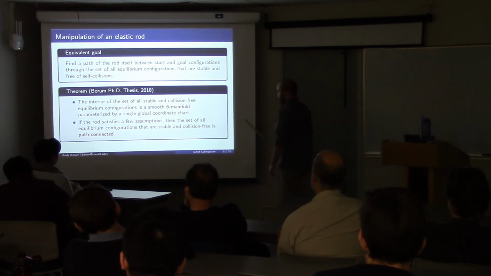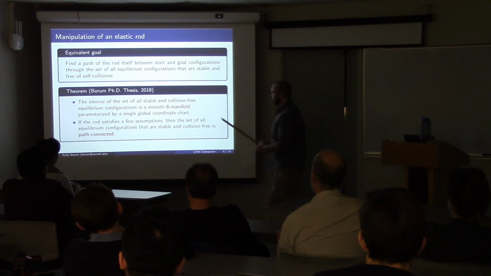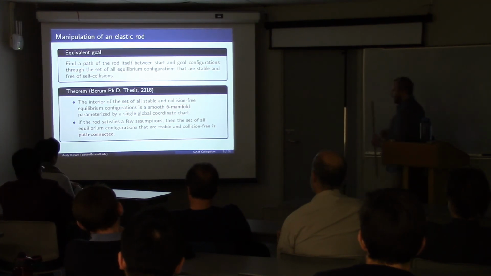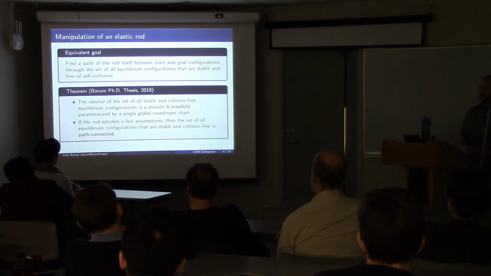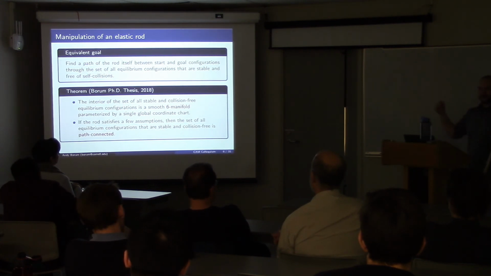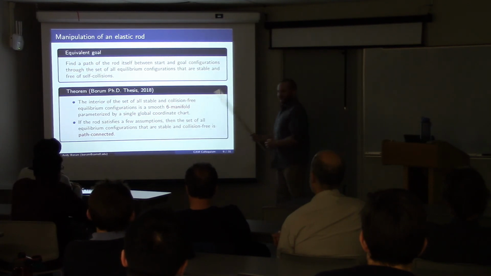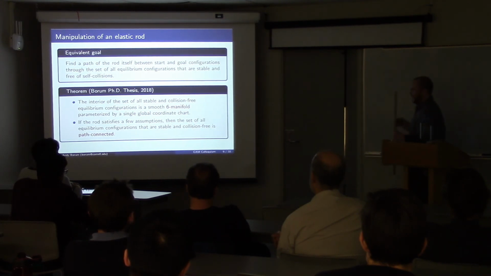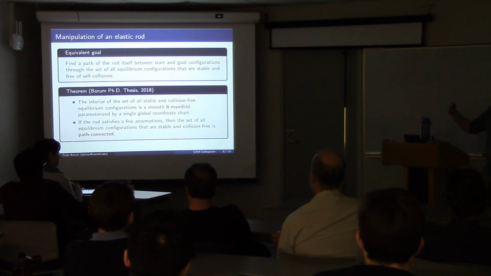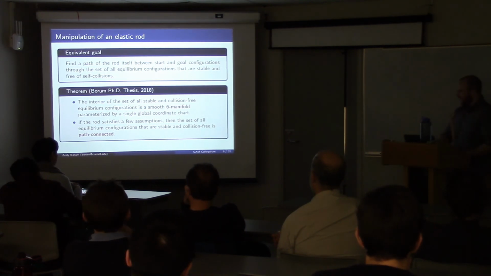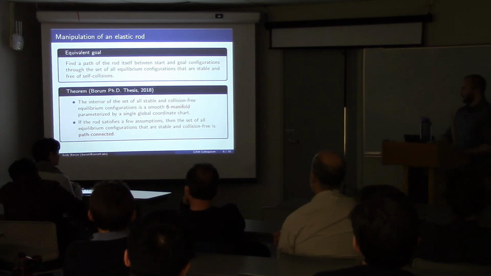The other thing we're going to prove is that under a few assumptions on the rod, that set of all stable equilibrium configurations that are collision-free is path connected. So if you give me any two shapes that are stable and collision-free, I can always deform one into the other. And the proof we're going to give of this is constructive. So not only do we have this result, we actually have an algorithm for computing ways to move the grippers that go between any two shapes.